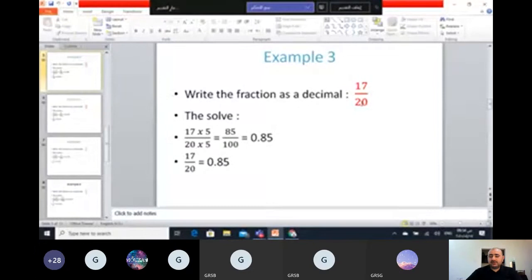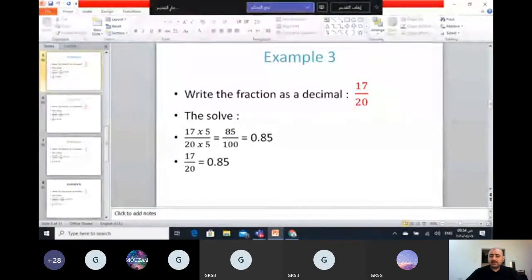It will be 5. So I can write now 17 times 5 on top and 20 times 5 on the bottom. 17 times 5 will be 85. 20 times 5 will be 100. Now I get the power of tens. Now I can change the fraction to the decimal.